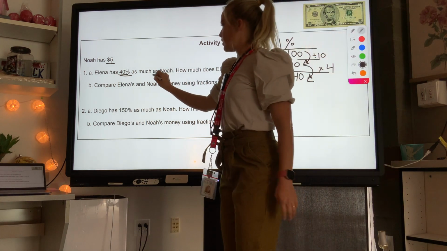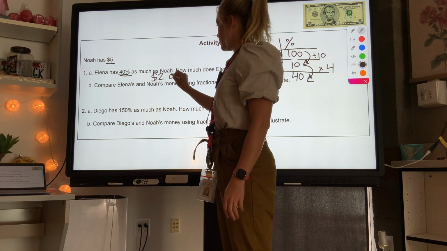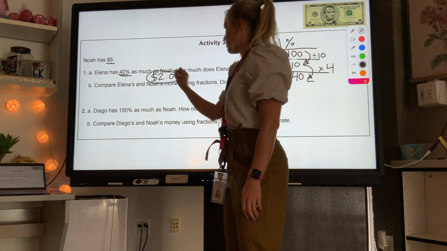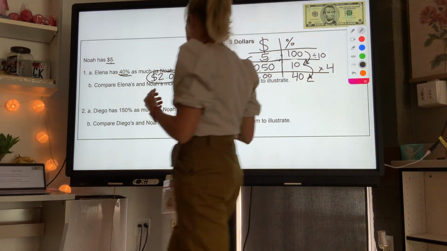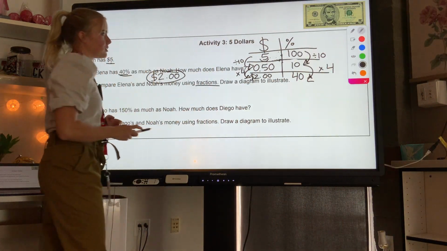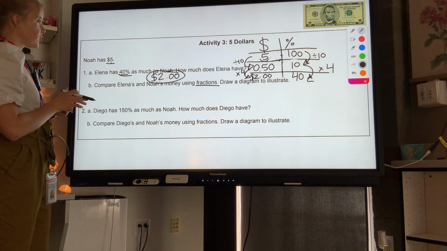So that means Elena only has $2. So maybe she can get like a candy bar or something. Not much. B, it says compare Elena and Noah's money using fractions. So draw a diagram to illustrate.